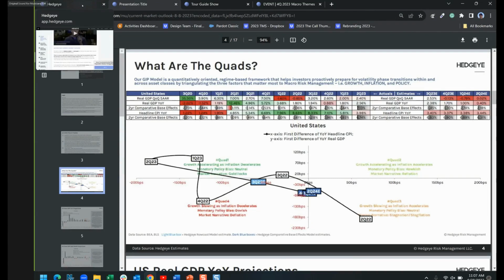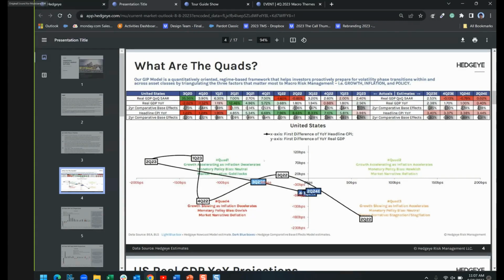What we're seeing for the next 3 quarters upcoming is 3 quarters of a Quad 3 environment, where you've got growth slowing, but inflation staying stickier for longer, or certainly higher for longer, perhaps with small accelerations on a quarter-over-quarter basis. So that's really what we're doing there.